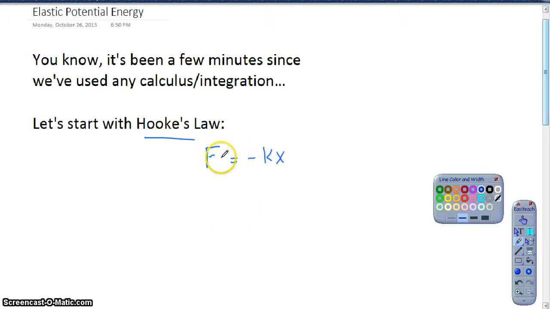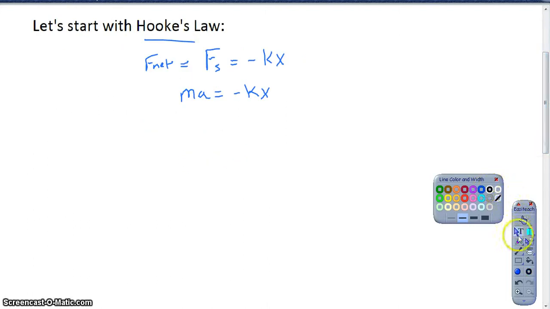Well, force is really the net force if this is the only force acting. So my spring force would be equal to my net force. So really what I'm doing here is extending that to say that mass times acceleration equals negative k times x. Once again, the key to these types of integrations is if I realize that the acceleration is really just the change in velocity with respect to time, then I know that this is really just mass times dv over dt.